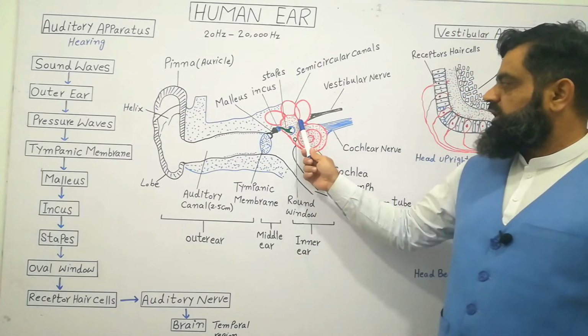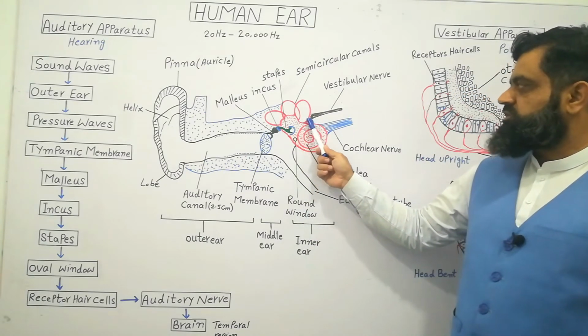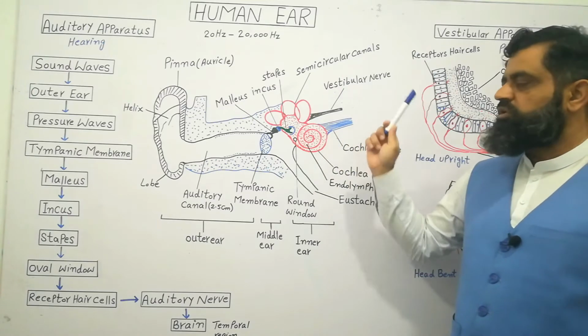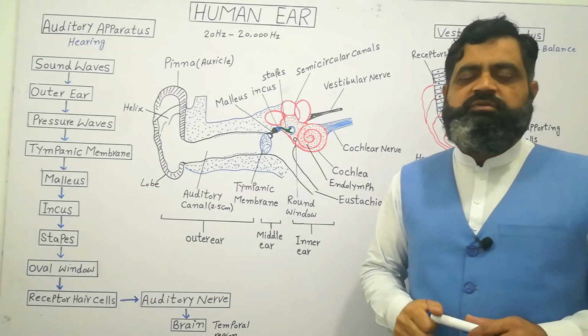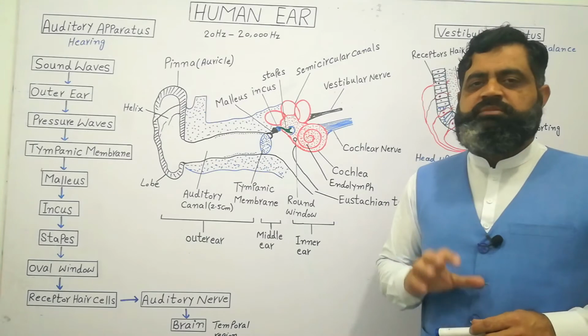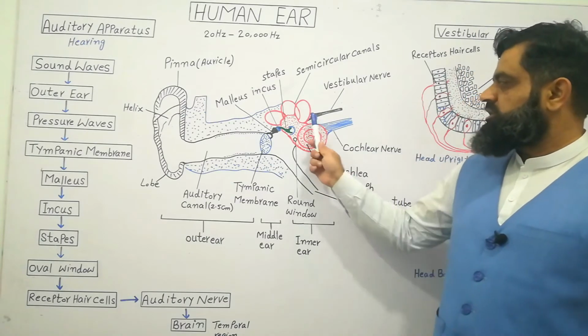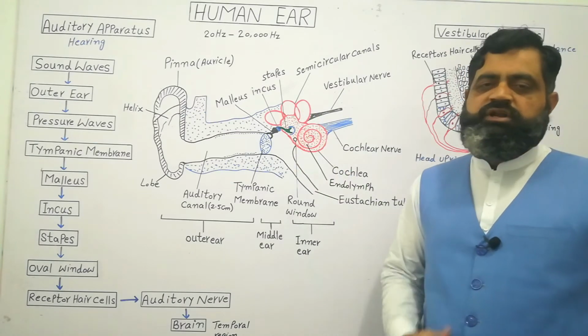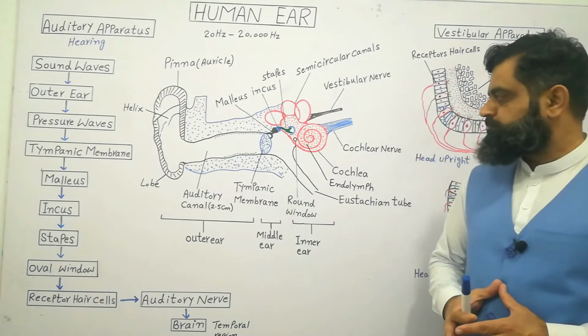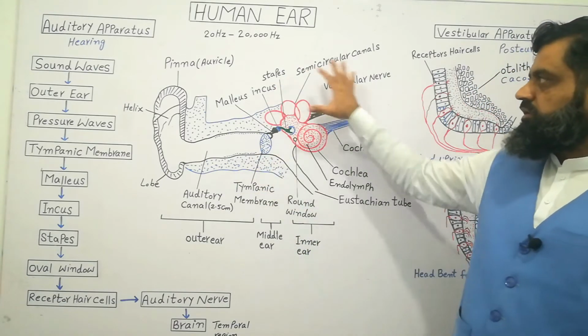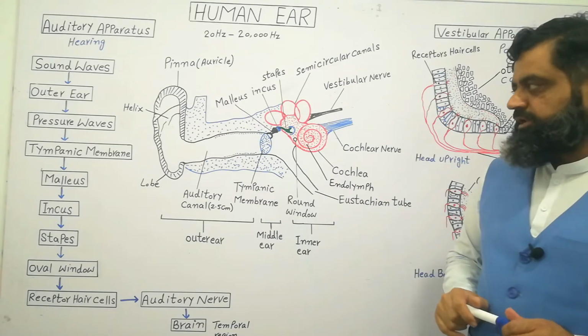There is also a nerve which arises from the vestibule, known as the vestibular nerve, which also goes to our brain to help keep the balance of our body. These semicircular canals are located at right angles to each other. So this is the overall structure of the human ear.